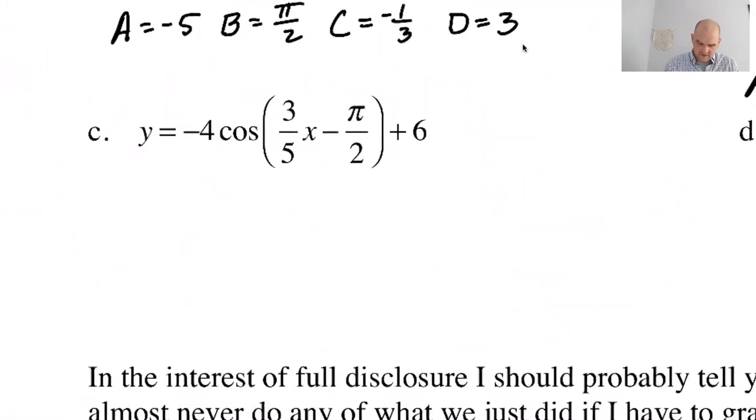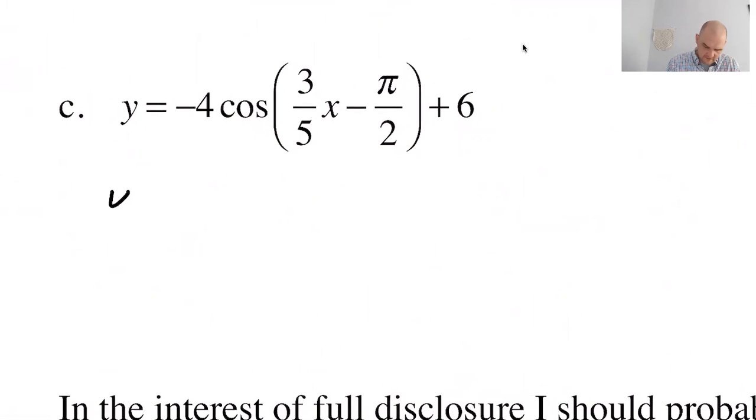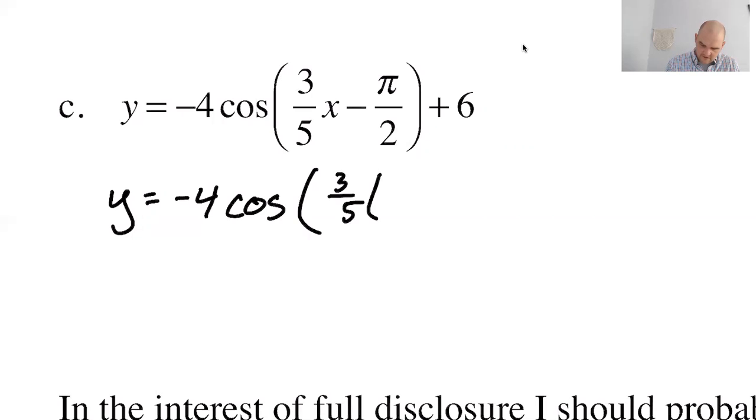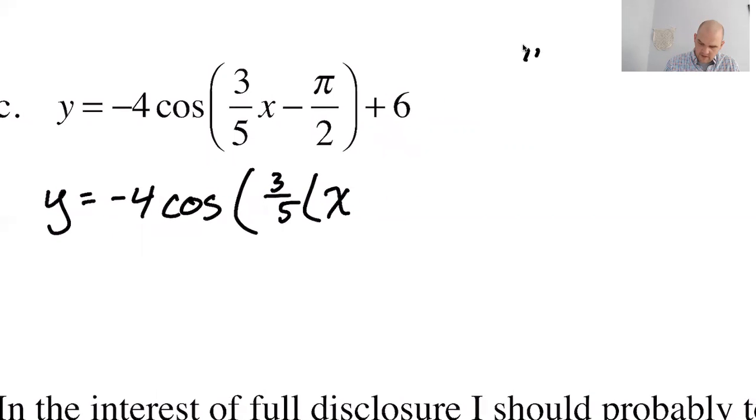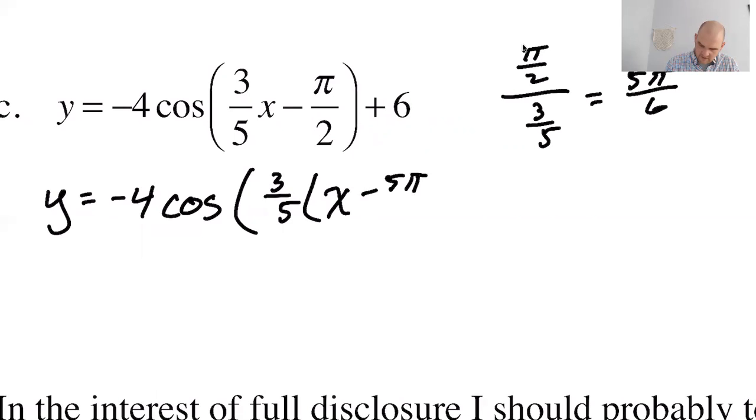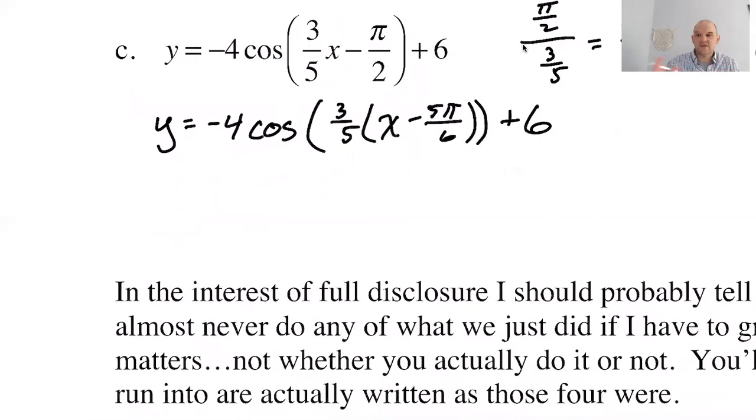So let's try this next one. So here, -4 cosine. We're taking out 3/5, which is the same as dividing by 3/5. So pi over 2 divided by 3/5 is going to give me 5 pi over 6. So minus 5 pi over 6, and then plus 6. Whoops, that's not a 6. 6. Okay. So A, B, C, and D.